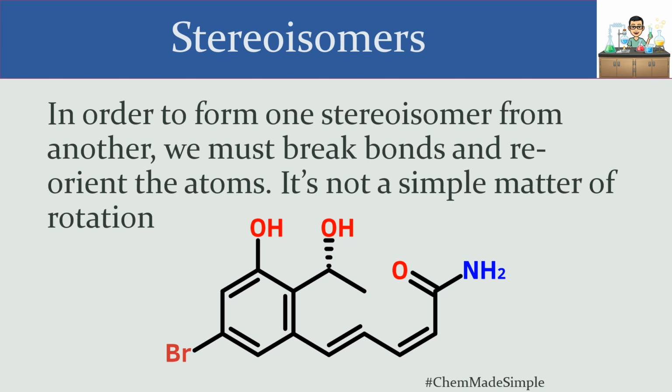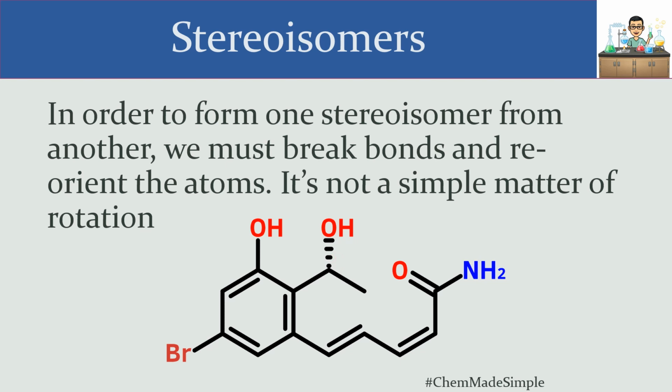So when we talk about stereoisomers in a very practical way, in order to form one stereoisomer from another, what we have to do is break bonds, and then switch out where those atoms are located with respect to a particular carbon. And so it's not a simple matter of rotation. If I take a look at that hydroxyl group that's on a dash here, in order to convert it to one on a wedge, I can't just take this molecule and rotate it towards me. Everything would be in a totally different place.